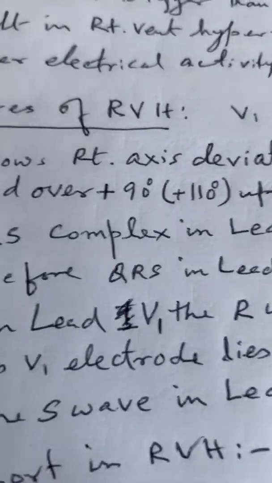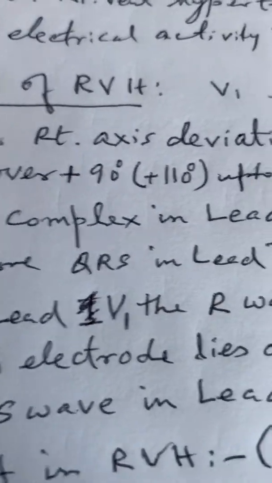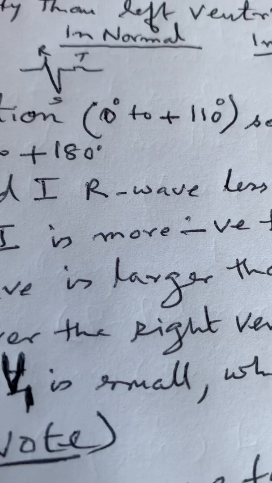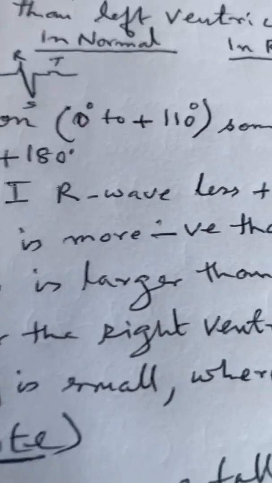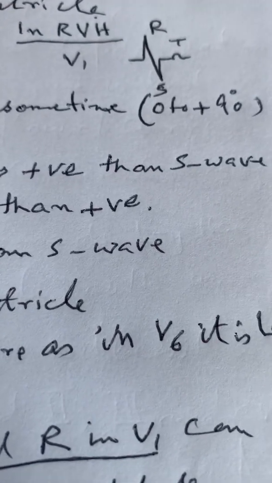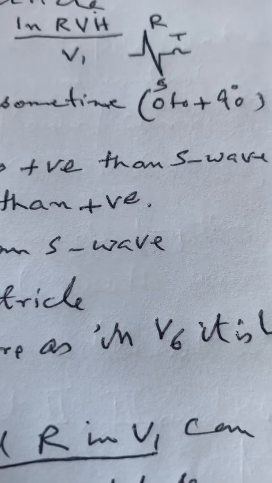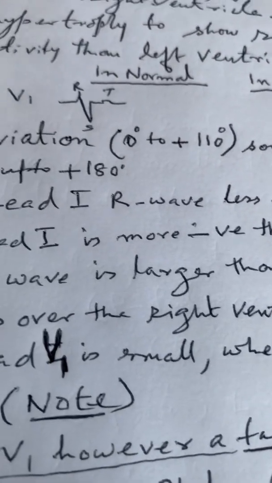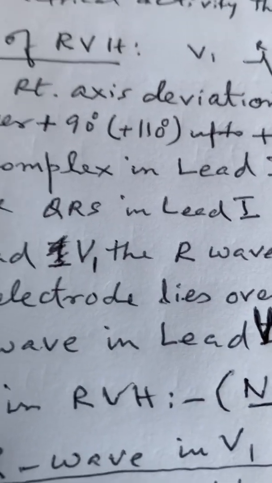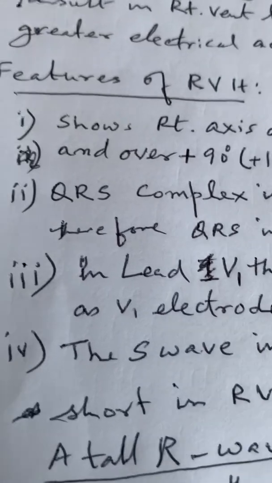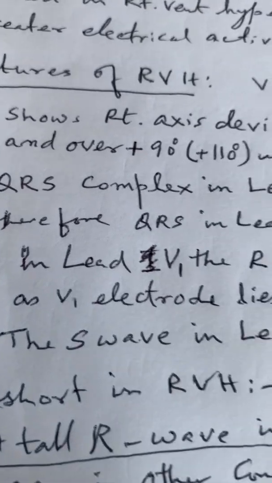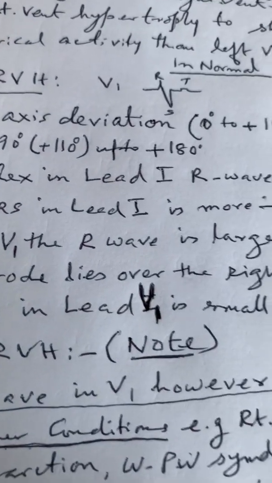So, right ventricular hypertrophy will show right axis deviation. That means the angle should be 0 to plus 110. Sometimes it is written in the book that normal right axis is from 0 to 90. But if it is over 110, then it is certainly right ventricular hypertrophy.